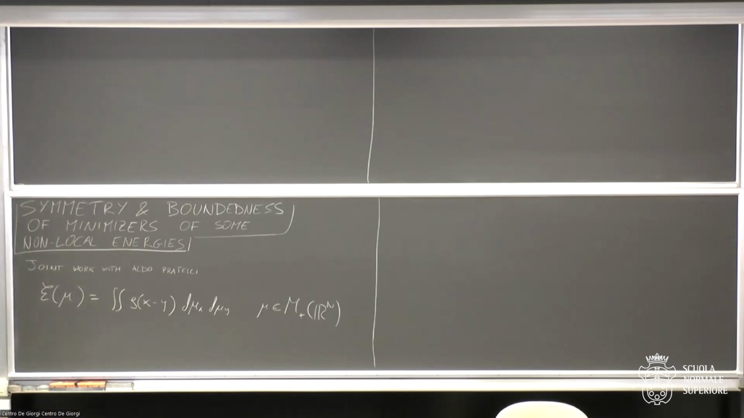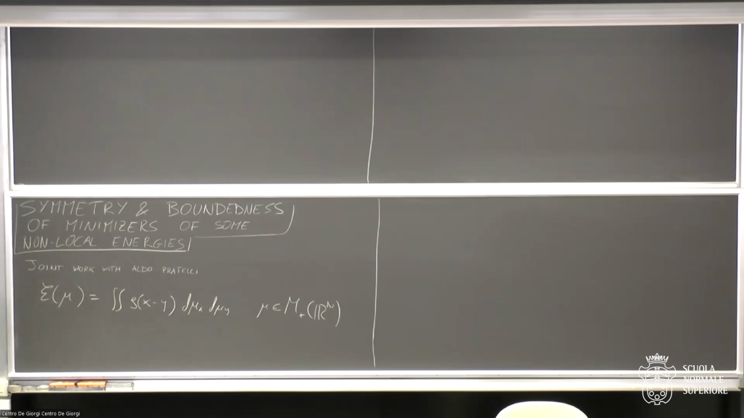So I will start with a very brief introduction of this topic and of the literature. Then I will pass to the symmetry issues that arise when one studies this problem, and this will be a review of many results that are present in the literature with minor contributions. Then I will pass to the boundedness of the minimizers. We would like to say that when we study minimizers for this kind of energy, they are L infinity. They are measures with density with respect to the Lebesgue measure, and this density is bounded. This is the final goal.